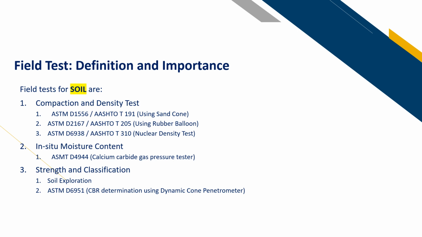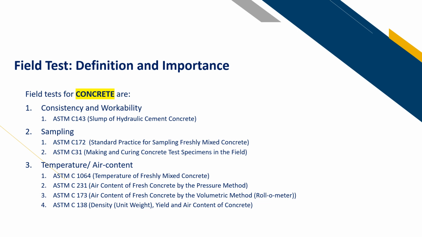And also we do determination of in situ moisture content of soil, and that will be under ASTM D4944 or the calcium carbide gas pressure tester. Okay, and also we can determine the strength and also the classification of our soil in the site through, first, soil exploration, and second, the CBR determination using dynamic cone penetrometer or the ASTM D6951. Okay, also note that we have a laboratory test for CBR, but this type is for the field or in situ.